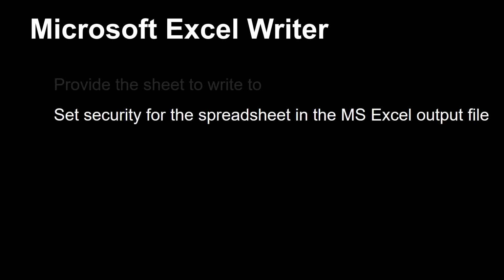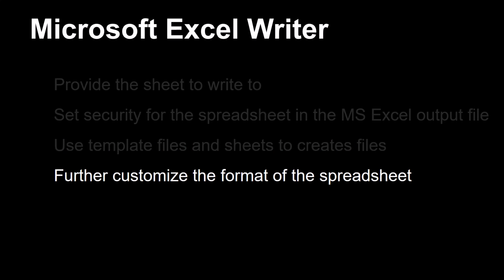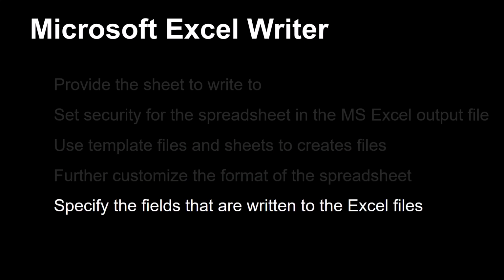Let us continue. You need to provide the sheet to write to in the file specified. You can set security for the spreadsheet in the Microsoft Excel output file. You can use template files and sheets to create files. You can further customize the format of the spreadsheet. You can specify the fields that are written to the Excel files. We just saw some of the properties of the Excel Writer step. Now let us go to the AutomationEdge Process Studio to see the Excel Writer configuration options in detail.